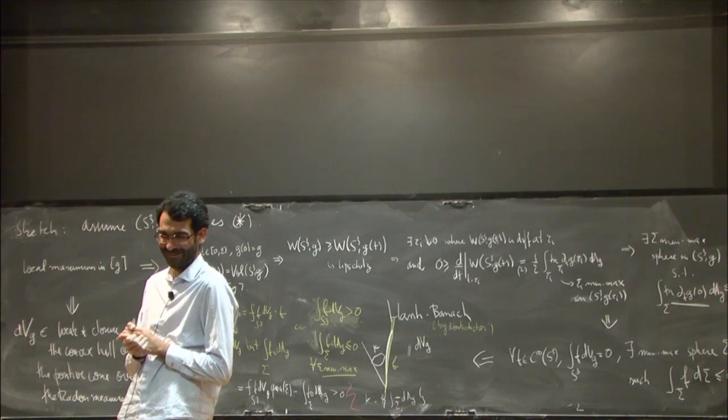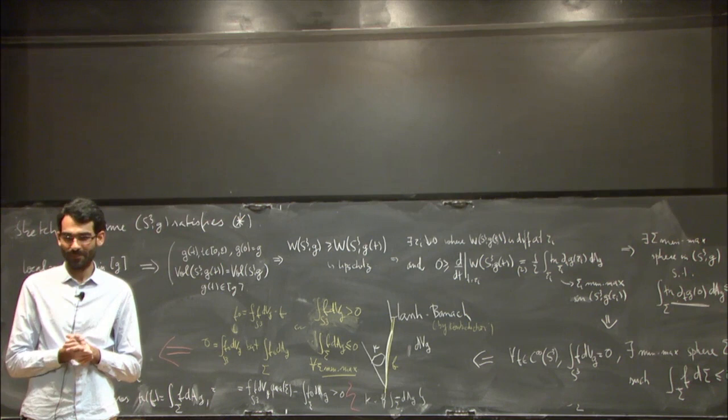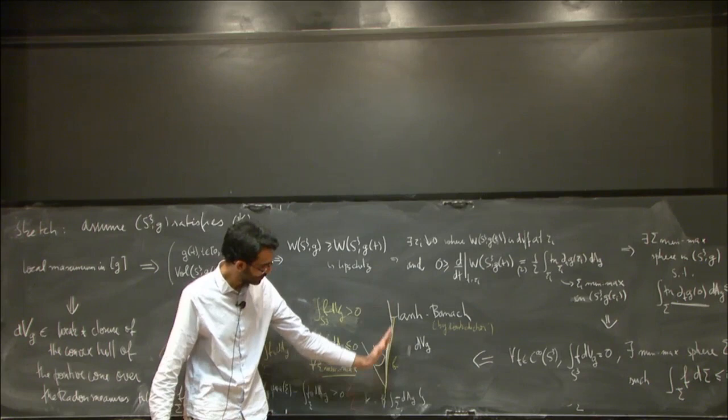If you have two convex sets, disjoint, one compact, the other closed, then you can separate them with a hyperplane, which is like a linear functional, defined by f, because this is the weak star topology. And the picture is like this because the set that I'm separating from the point is a cone.